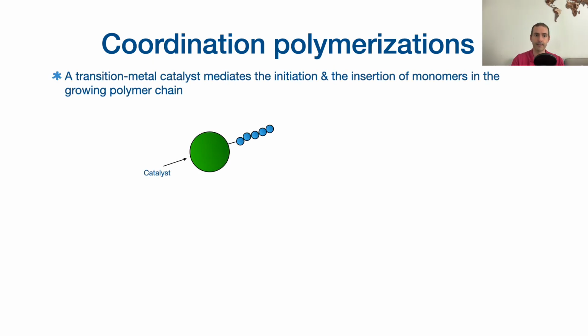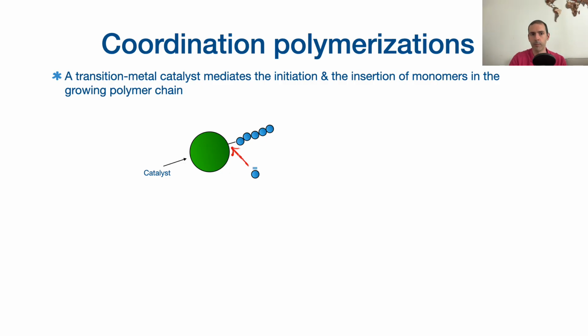Here, it's a catalyst that actually mediates the initiation and the insertion, so the propagation of monomers into the growing polymer chain. This is often a heterogeneous process. So we can imagine that polymer chains grow from the catalyst surface, and the monomers insert at the metal carbon bond, with the metal catalyst mediating the process, extending the chain by 1 unit.